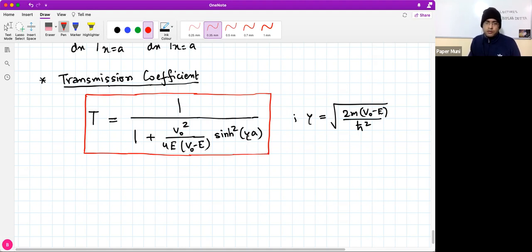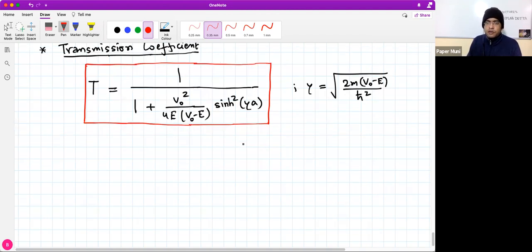Okay, so this is for the second case, E less than V naught, where we have the sine hyperbolic term. Because for sine hyperbolic terms, we know that the wave function has e to power gamma and e to power minus gamma. So it will be either a sine hyperbolic or a cos hyperbolic, and now this comes out to be sine hyperbolic. So this is how we can remember the coefficients in each case.